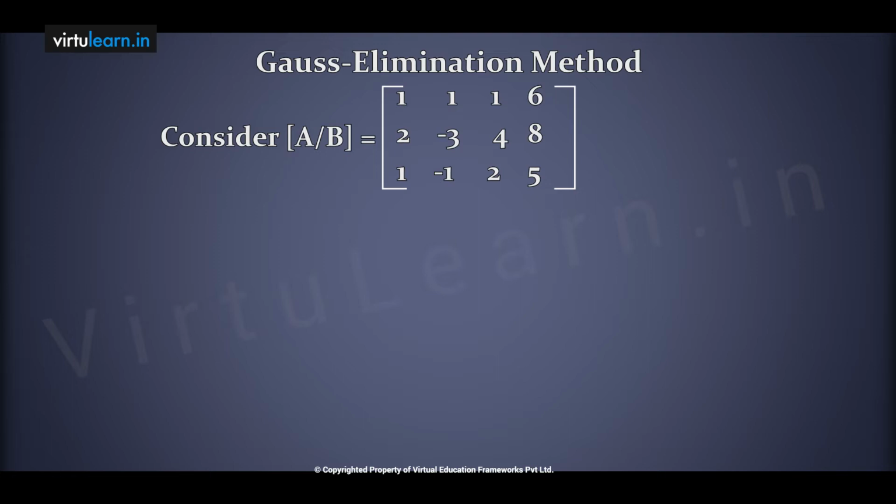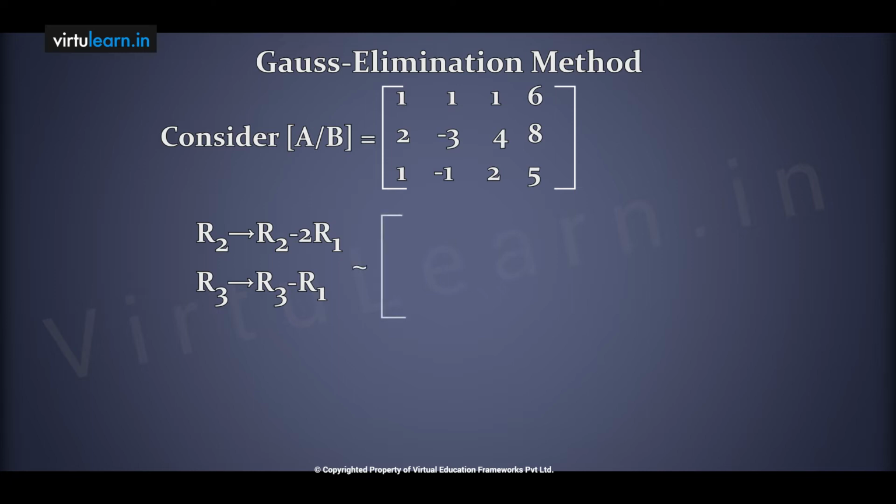Now, in the second row, the first element should be 0, and in the third row, the first two elements should be zeros. To convert into that form, use the first principal diagonal element to make the elements below it zeros. Then R2 changes as R2 - 2R1, and R3 changes as R3 - R1.